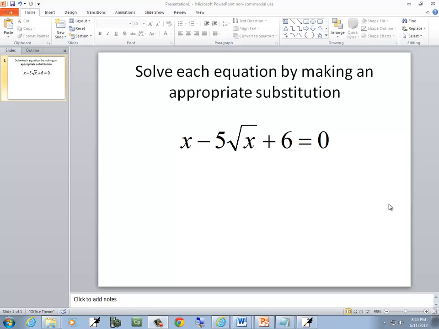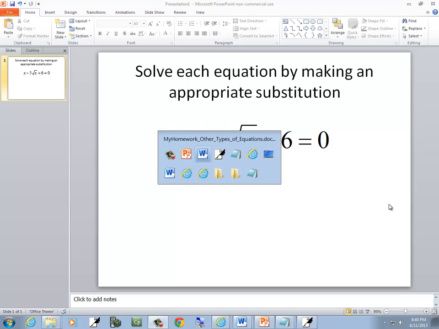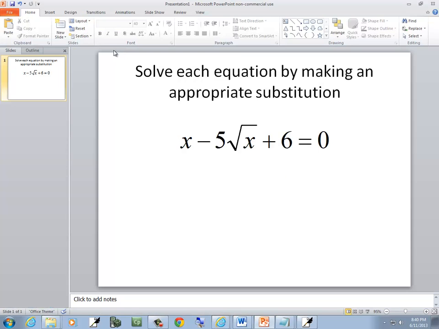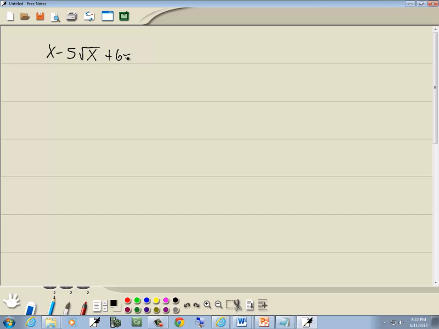Let's solve this equation by using the u substitution. We got x minus 5 square root of x plus 6 equal to 0.